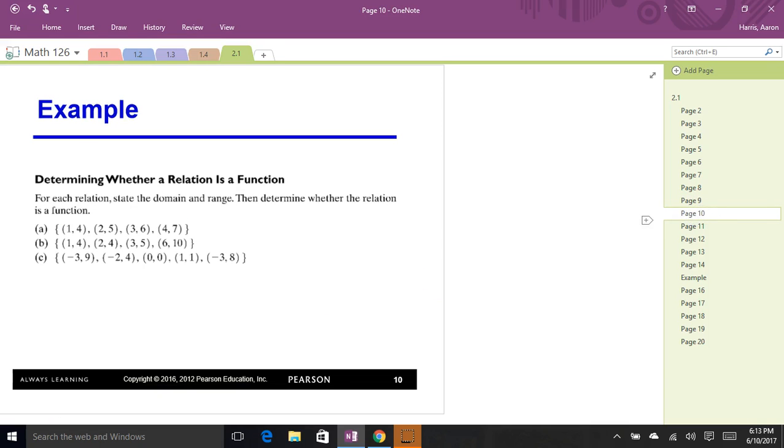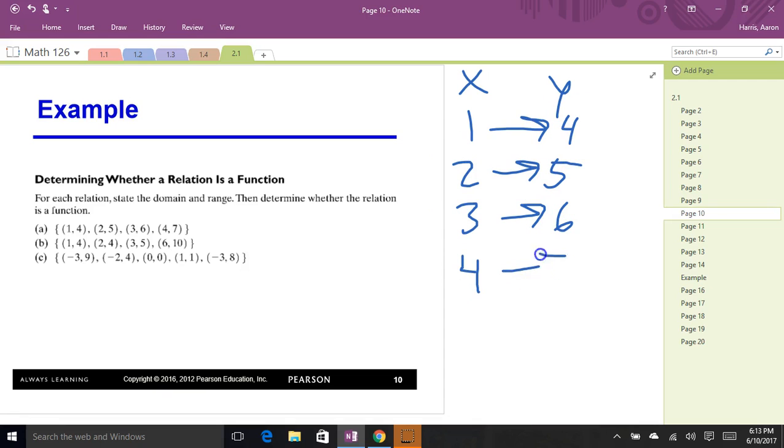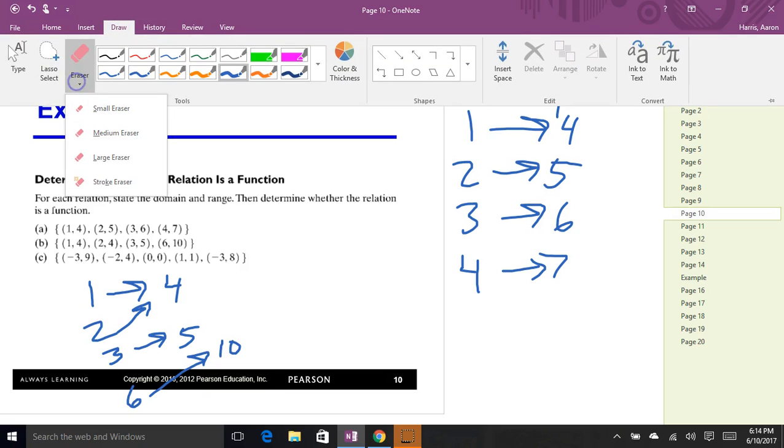Now, what if it's in ordered pairs? Well, if it's an ordered pair, you could still do the mapping if you wanted to. You have 1 going to 4, 2 going to 5, 3 going to 6, 4 going to 7. So you notice that, yes, this is a function. Or you can just leave it as an ordered pair. For B, also, 1 goes to 4, 2 goes to 4, 3 goes to 5, and 6 goes to 10. So yes, B is also a function.